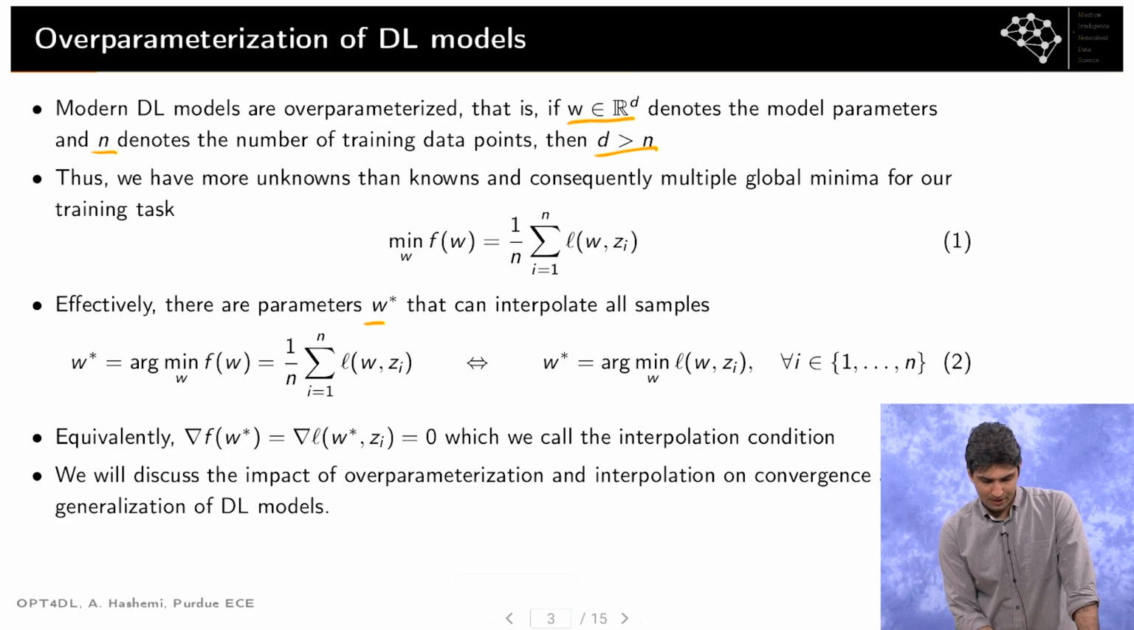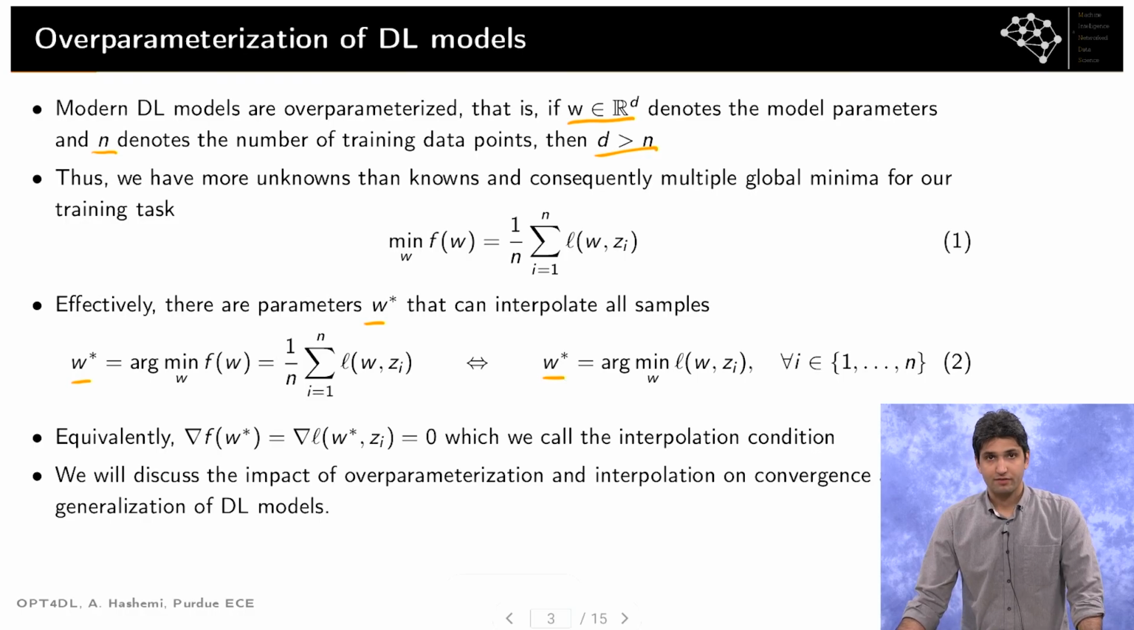Interpolation. What does that mean? It means that W star, which is the minimizer of our empirical loss, is also a minimizer of the individual loss samples. So this is the best W that you can have for every single data point. Not just on average it's the best, but for every single one of them, it's the best. So it fits every sample. It interpolates every sample in our training data.